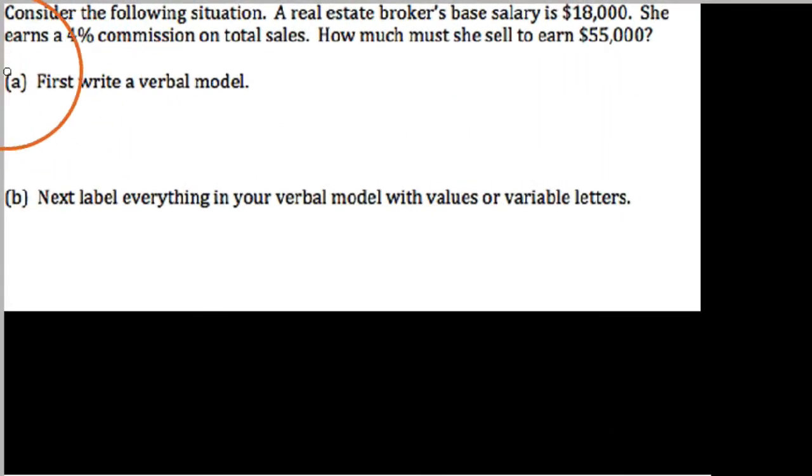Hello everybody. In this video we're going to run through an example where we set up a verbal model first when we solve an equation. We're going to set up a verbal model first, then substitute variable letters in for our verbal model, and then evaluate. So let's take a look at what we start with here.